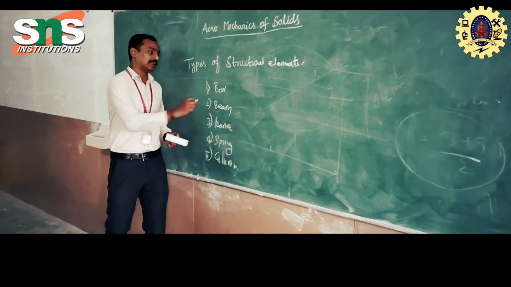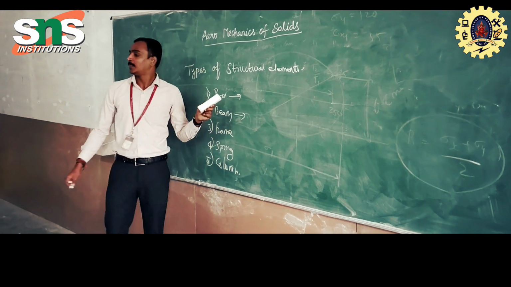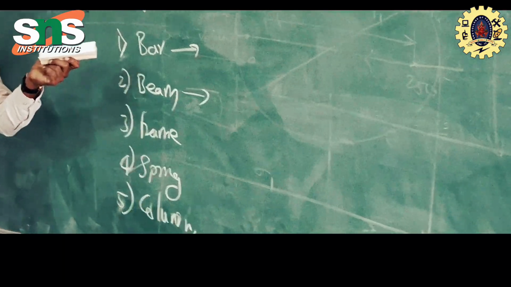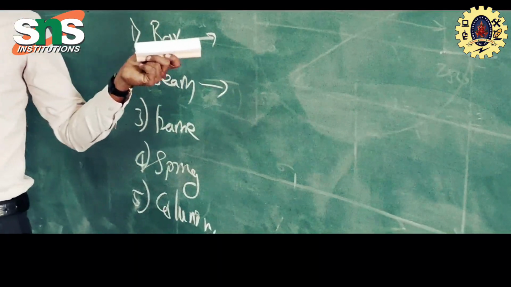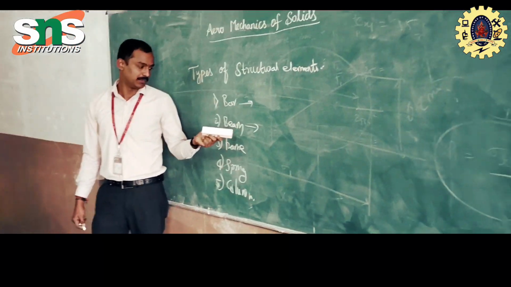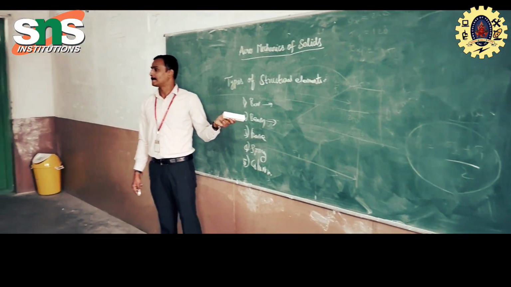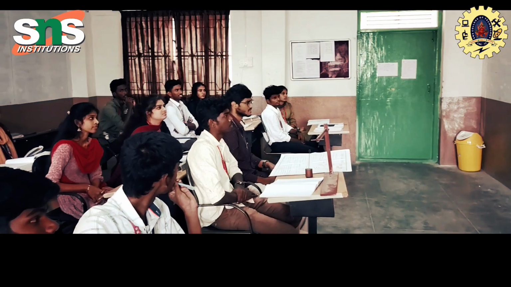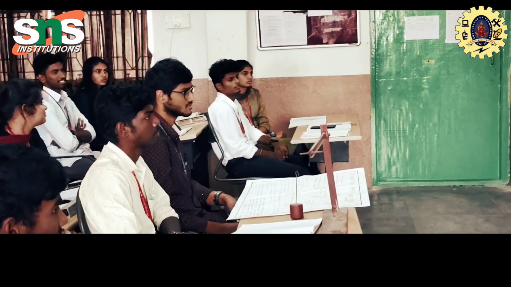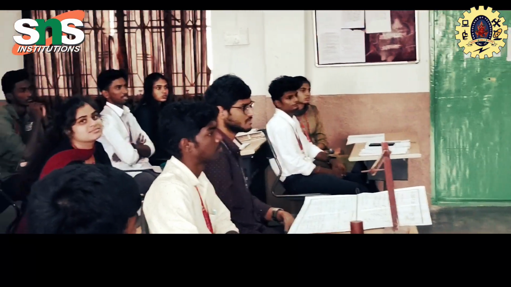So what is a bar element? Bar is the horizontal member, taking the loads, resisting the bending. What is the beam element? Beam is the vertical component. It's supported by the columns. Okay. What is the frame element? Frame is the supporting element.